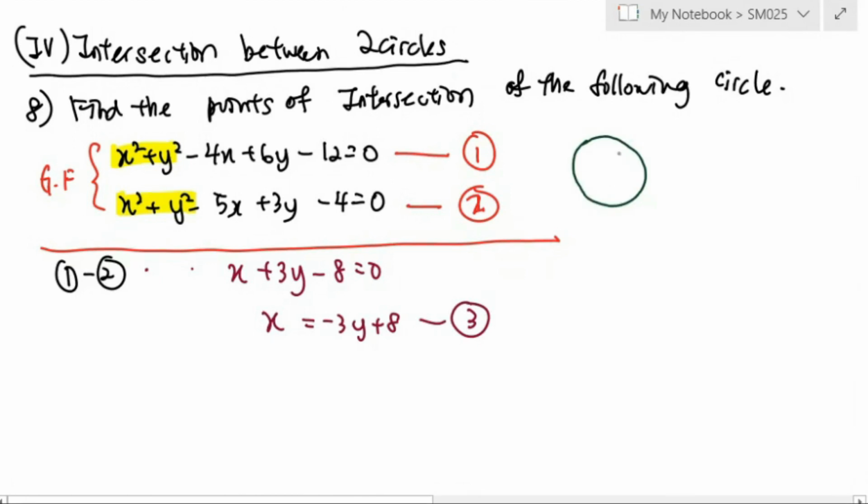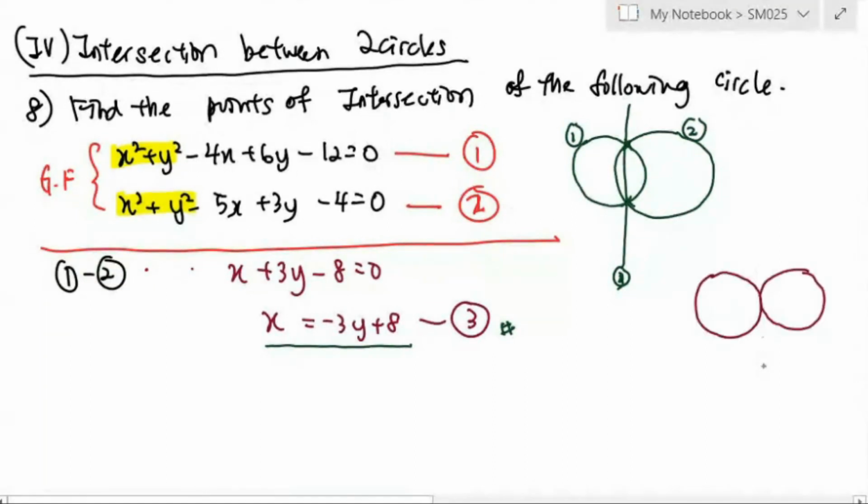Sometimes they will intersect in 2 points. Therefore, we will get a line equation first before we get the full point. I will get the line equation first. So this is my line equation. Then I substitute in number 3, either number 1 or number 2, to get the value of x or value of y. When you have one answer, our circles just intersect at 1 point.